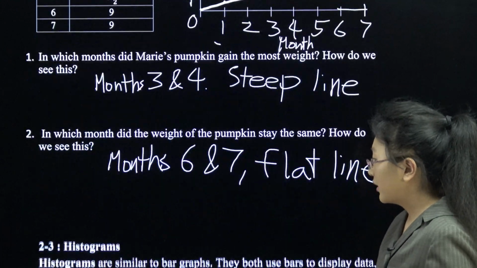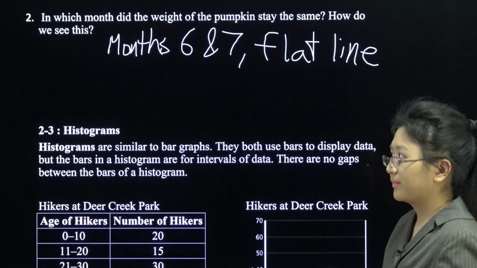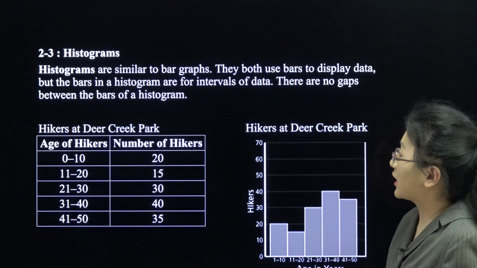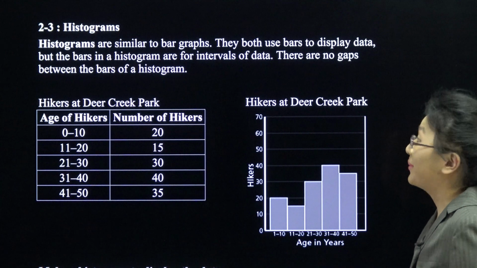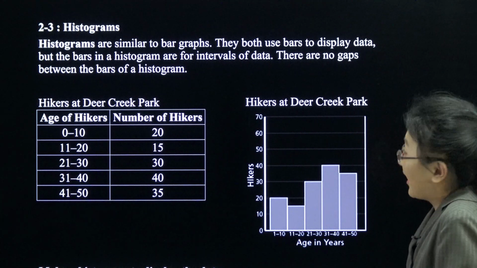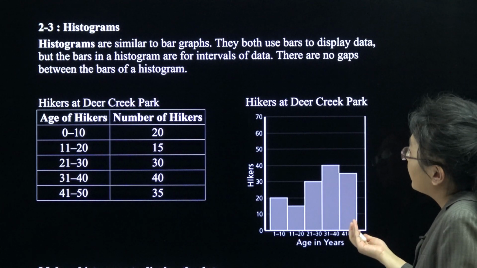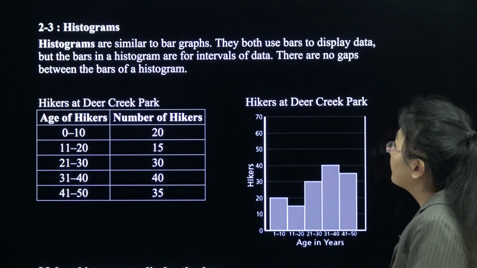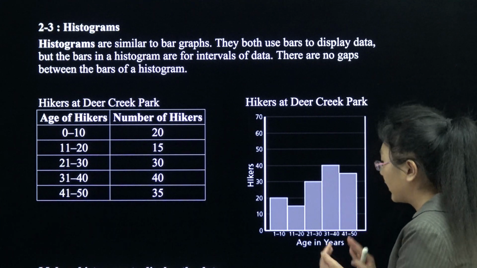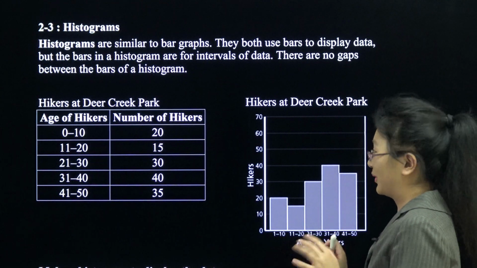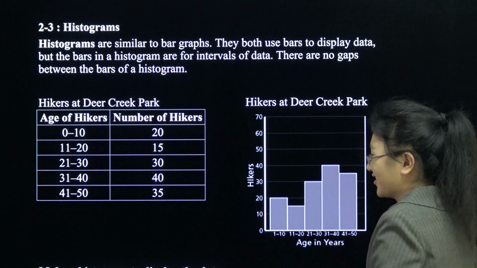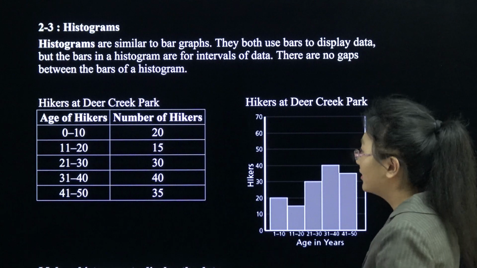That's done. We're going to move on to histograms. Now, histograms are a little bit more complicated because they're very similar to bar graphs, and you can mix them up, but they're not the same. They both use bars, yes, but the bars in a histogram are for intervals of data instead. There are no gaps between the bars of a histogram, so everything's just clustered together, like they're smooshed.